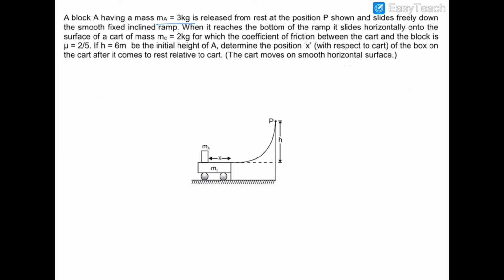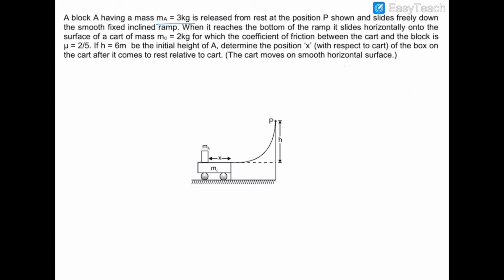It cannot move, but when this block comes on this cart of mass mc, then it faces some friction on this cart. When this block leaves the contact of the wedge and moves over the cart, after some time it would stop over the cart after moving a distance x on the cart. So we need to find out this distance x, after moving which this block will come to rest with respect to this cart.